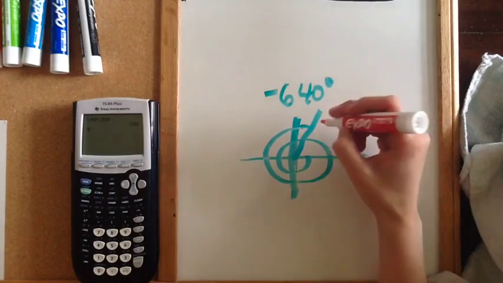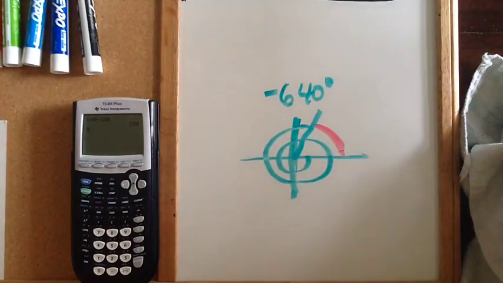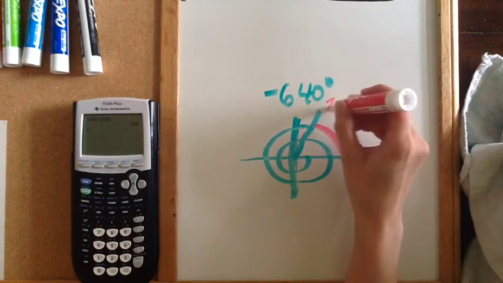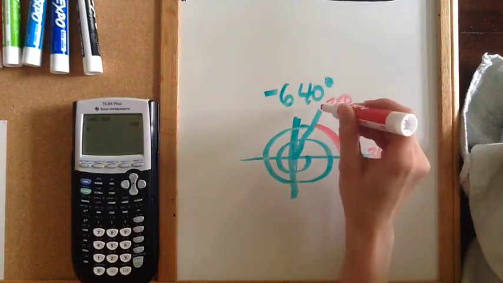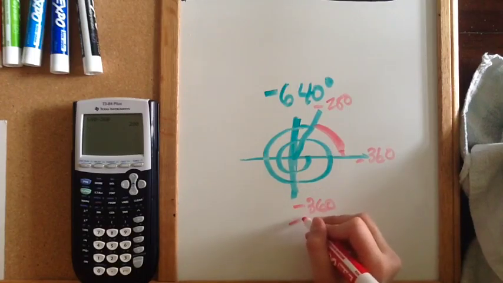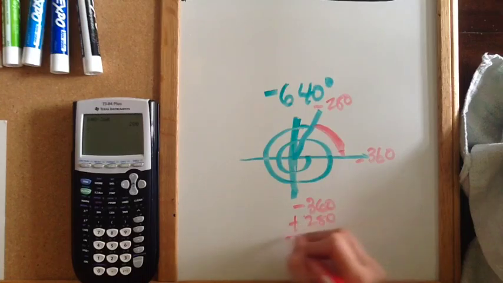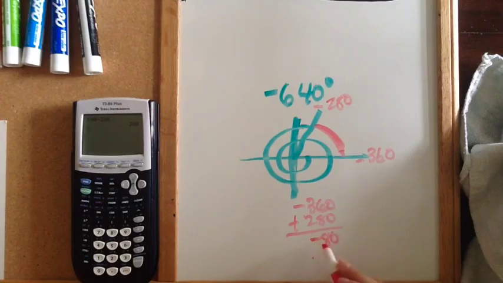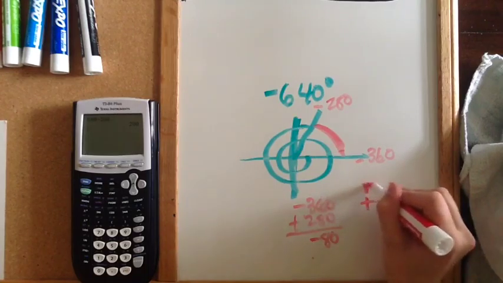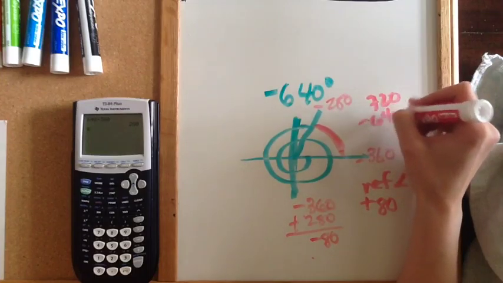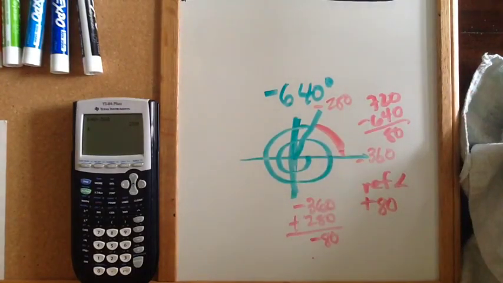But remember that your reference angle goes from the terminal side of the angle to the x-axis. So I just want this angle measurement right here. So we know this is 280, and we want to get to 360. Now technically this is negative 280 and negative 360. So if I do negative 360 minus 280, that will turn into plus 280. Then I'll end up with negative 80 degrees. Your reference angle is always positive. So even if you end up with a negative like this, you would turn it into a positive 80 degrees for your reference angle. You could also do 720 minus 640 to get to your 80 degrees, both of which are acceptable.